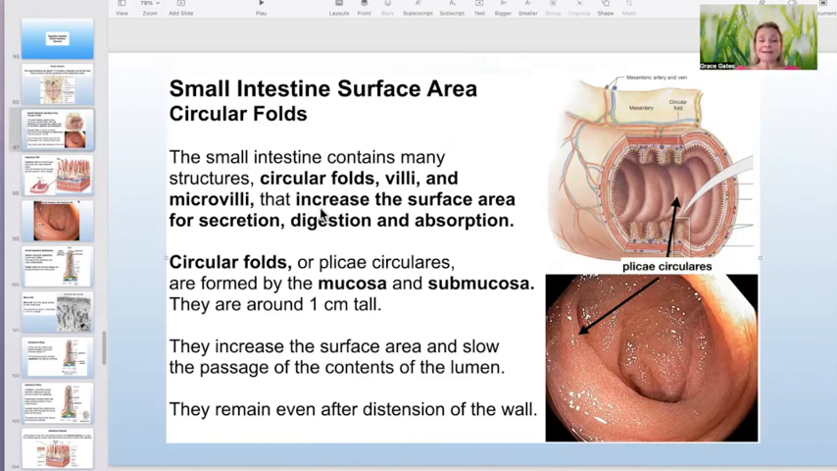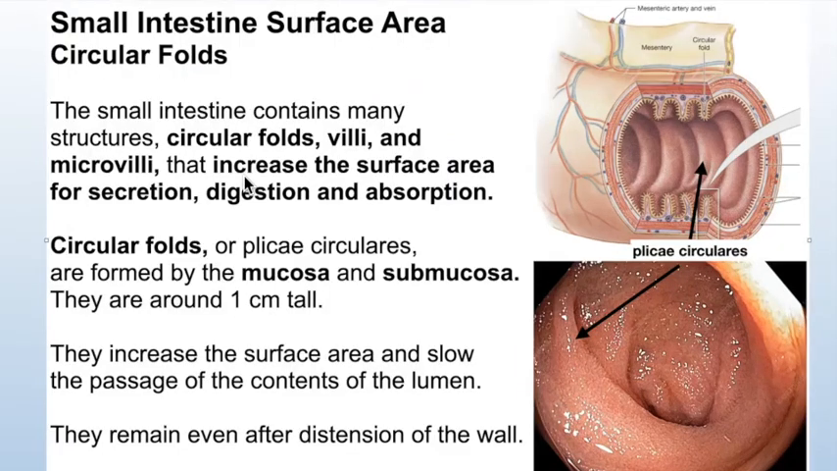The small intestine contains many structures that are there to increase the surface area for secretion, digestion, and absorption. These structures include circular folds, villi, and microvilli. First, circular folds, also called plicae circularis. They are formed by the mucosa and submucosa.